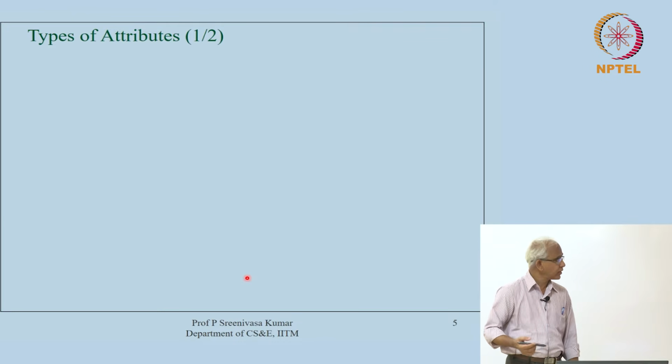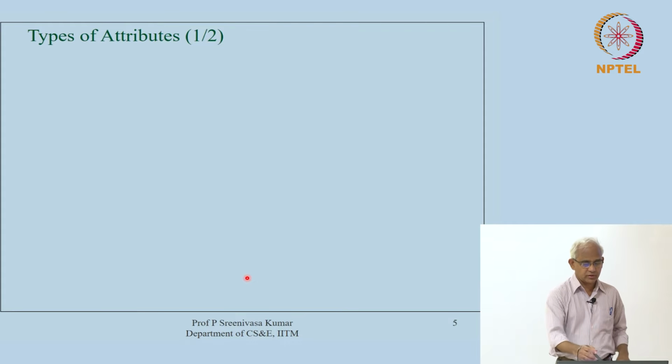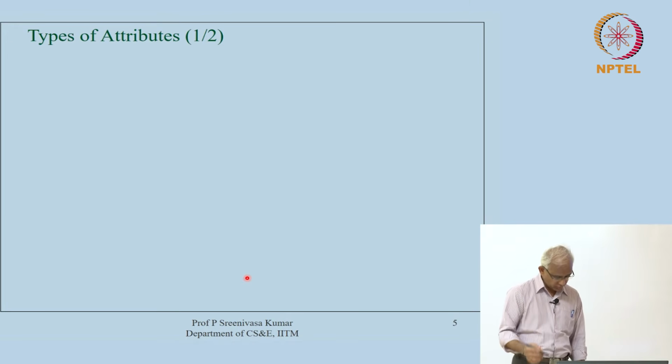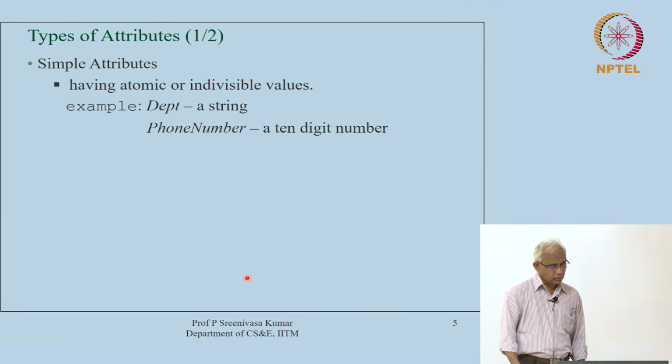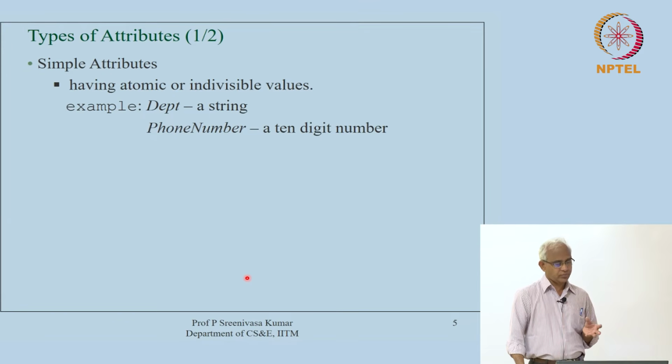Now, it turns out that there are various types of these attributes, and that will give us an idea of the modeling capabilities that we have in this model. Simple attributes. Simple attributes are those attributes that have atomic or indivisible values. That means, for our purpose we will treat those values as indivisible values.